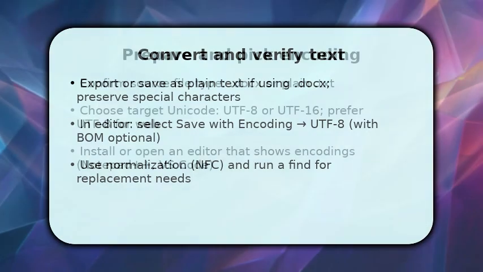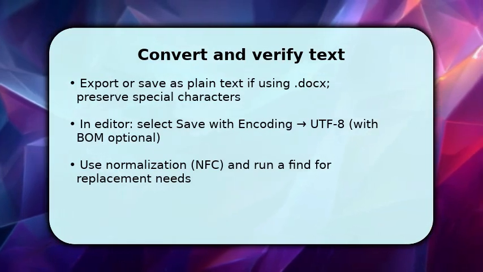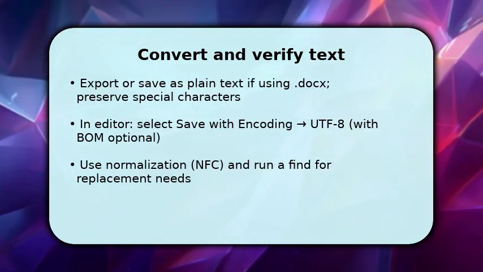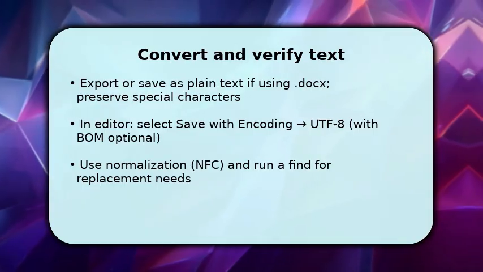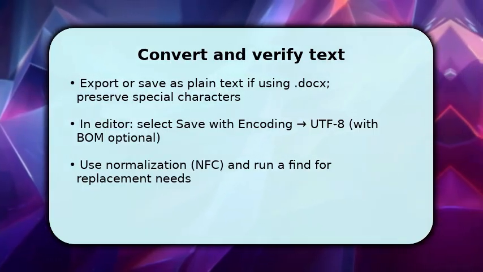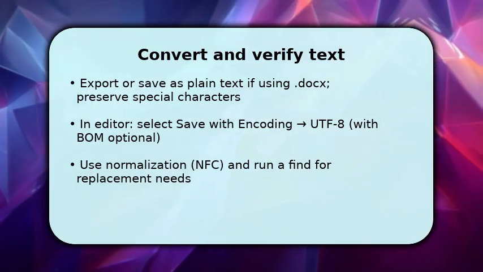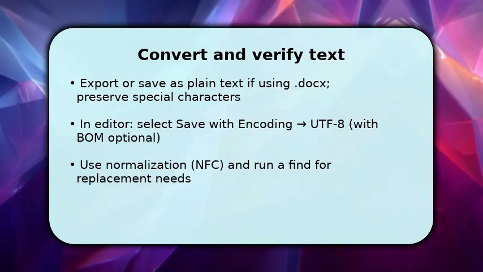You export or save the document as plain text if it started as docx to avoid hidden formatting. Retain special characters by choosing an appropriate export option. Next, in your editor, pick Save with encoding and choose UTF-8. Decide on BOM only if the target system requires it.